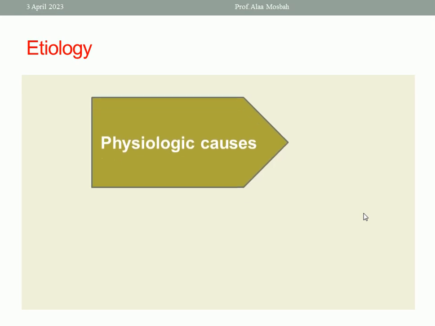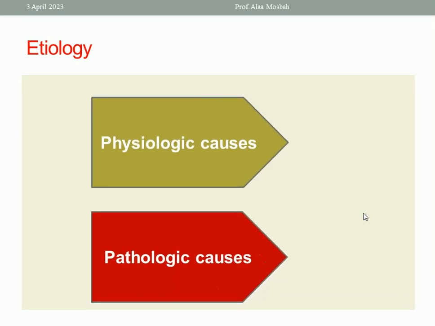Okay, let us go to the etiology. We have physiologic causes and we have pathologic causes. Physiologic causes may be related to pregnancy, lactation, stress, sleep, sexual intercourse, okay, nerve stimulation. So all these are considered physiologic causes.